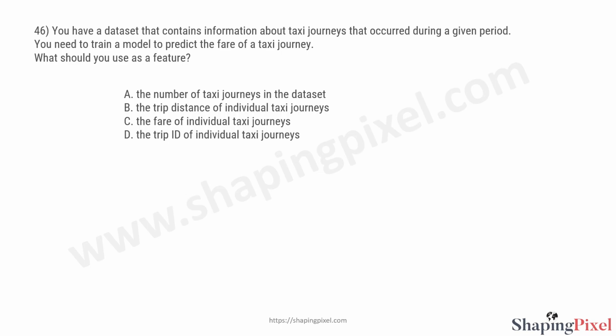Question number 46. You have a data set that contains information about taxi journeys that occurred during a given period. You need to train a model to predict the fare of a taxi journey. What should you use as a feature? And we have four options. Option A, the number of taxi journeys in the dataset. Option B, the trip distance of individual taxi journeys. Option C, the fare of individual taxi journeys. Option D, the trip ID of individual taxi journeys. So the right answer here is option B, the trip distance of individual taxi journeys.